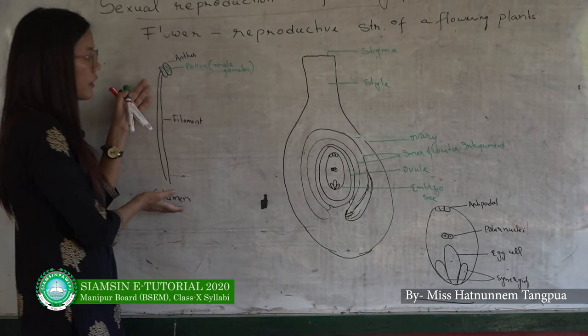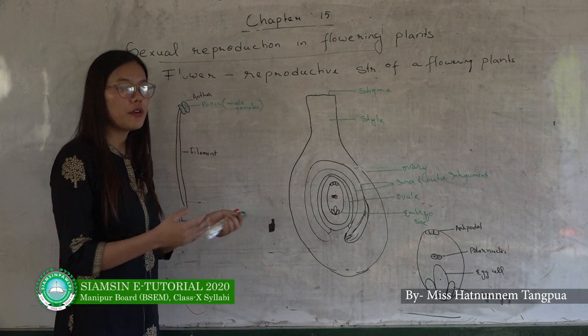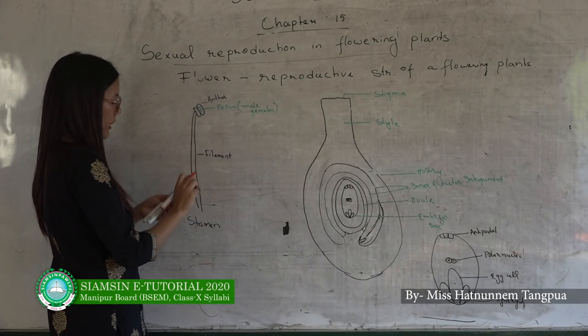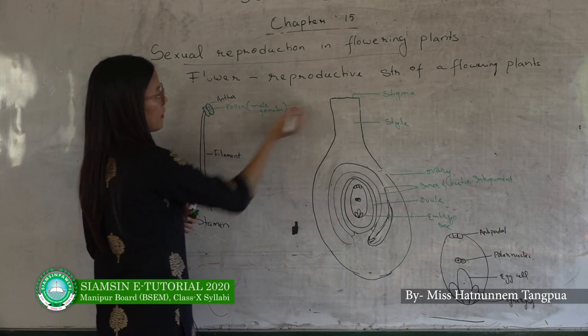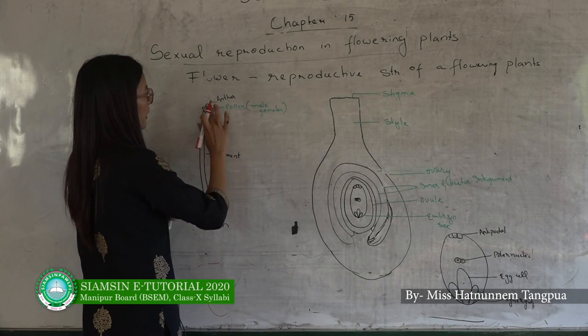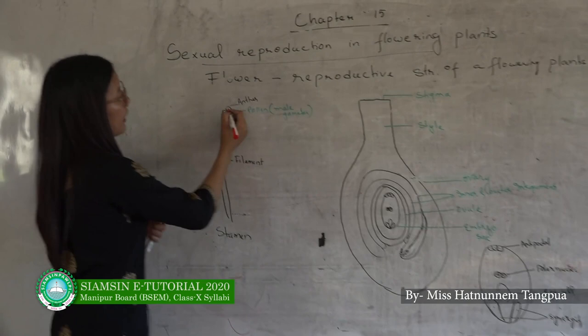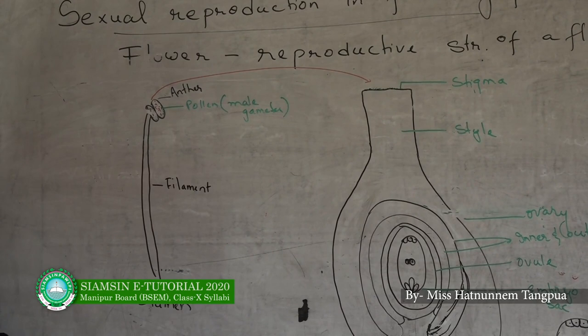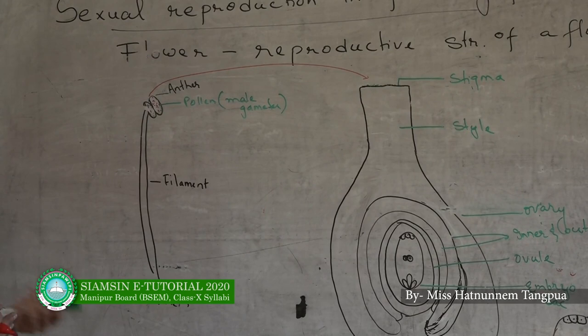How does pollination lead to fertilization? I will explain. In pollination, the pollen has to be transferred to the stigma. The pollens have to reach the stigma. For this, agents are needed, like wind, water, insects, birds, bats, even animals, which carry the pollen to the stigma.